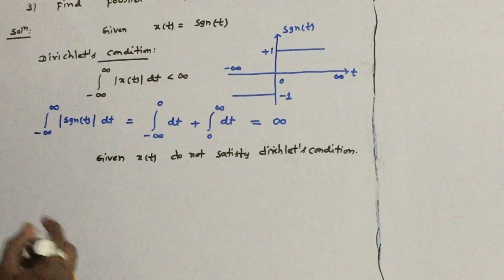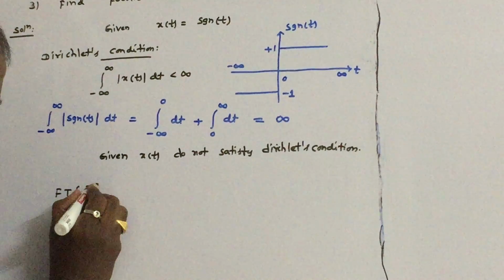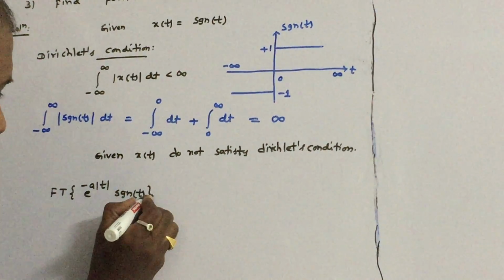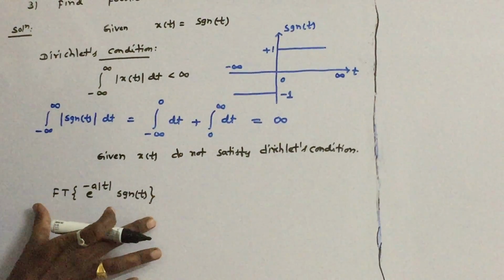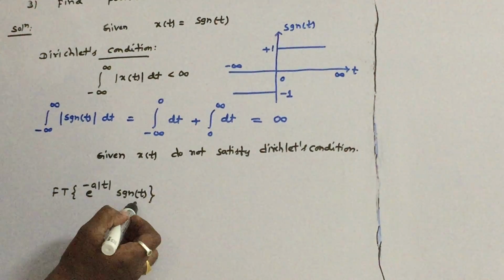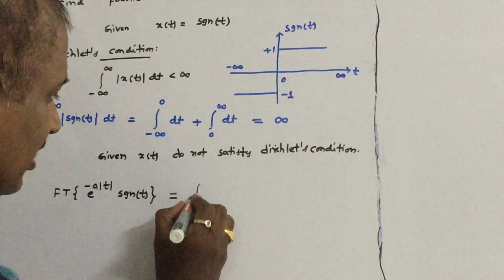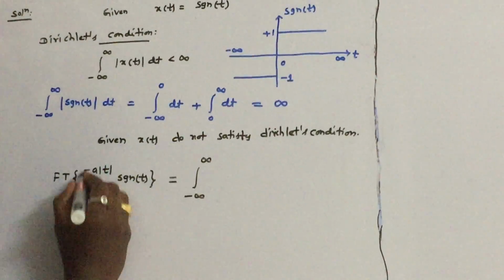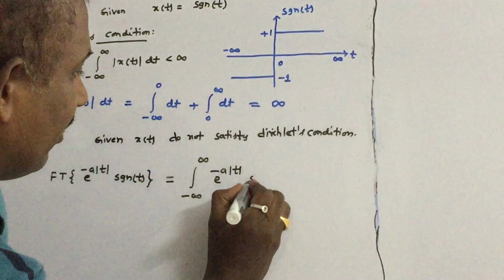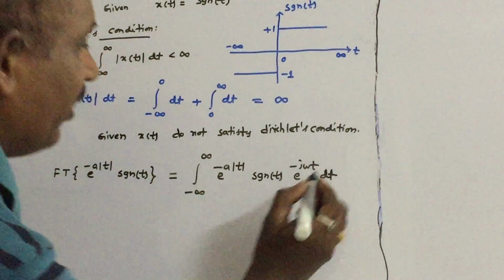So let us see how to find this. First, let us find the Fourier transform of e power minus a mod t into signum of t, and then substitute a equal to 0. If a tends to 0, e power 0 is 1, so that will become the Fourier transform of signum of t. This is the procedure we approach. So let us substitute in the definition: integral from minus infinity to infinity of e power minus a mod t signum of t, times e power minus j omega t dt.